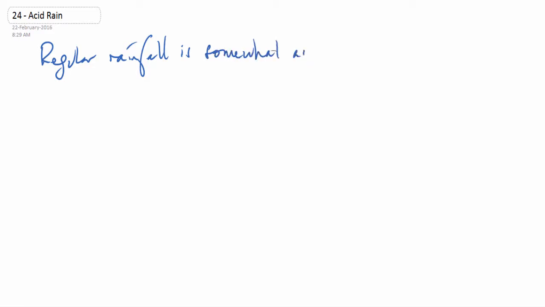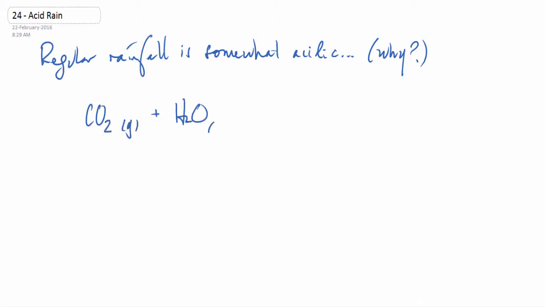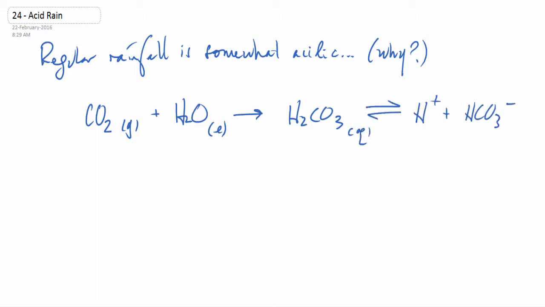Now regular rainfall is already somewhat acidic. You might ask yourself, why is that? Well, it has to do with this reaction here between carbon dioxide and water. When carbon dioxide gas is dissolved in water, you get carbonic acid, which as you know is a weak acid and decomposes, forming the bicarbonate ion here as shown.